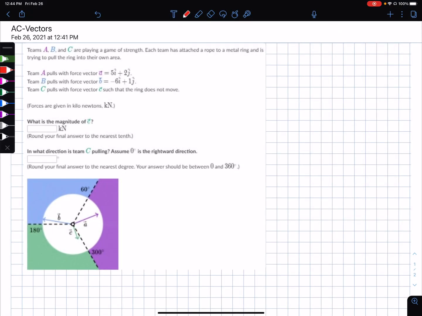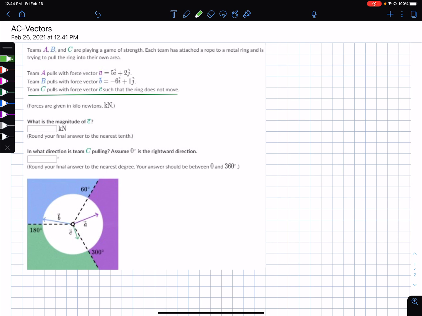Okay, with this vector word problem, we have a game of tug of war, or a game of strength, they call it. So there's three teams, A, B, and C. As you read through this, they're all pulling in their own direction, but the thing that makes this an interesting problem is right here. Team C pulls with force vector C such that the ring does not move. So in this game, there's a ring in the very center, and they're trying to pull it into their zone to win.